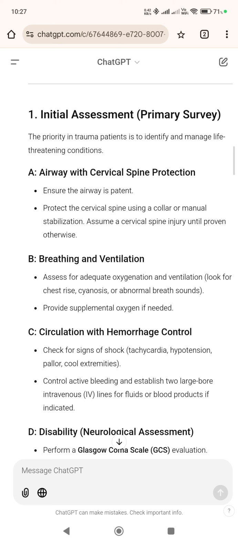A. Airway with cervical spine protection. Ensure the airway is patent. Protect the cervical spine using a collar or manual stabilization. Assume a cervical spine injury until proven otherwise.